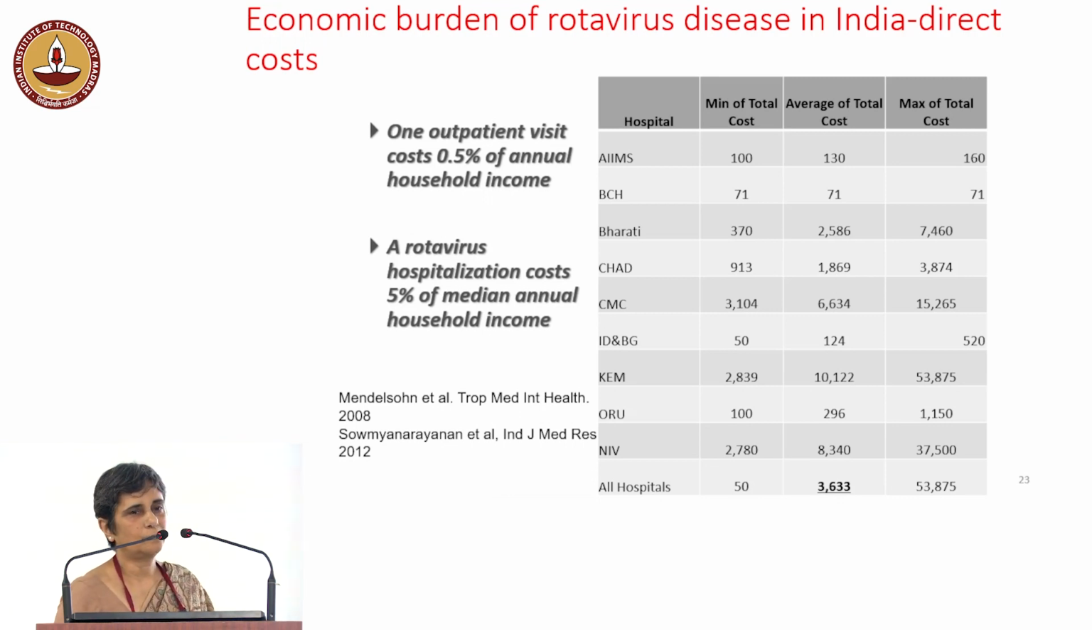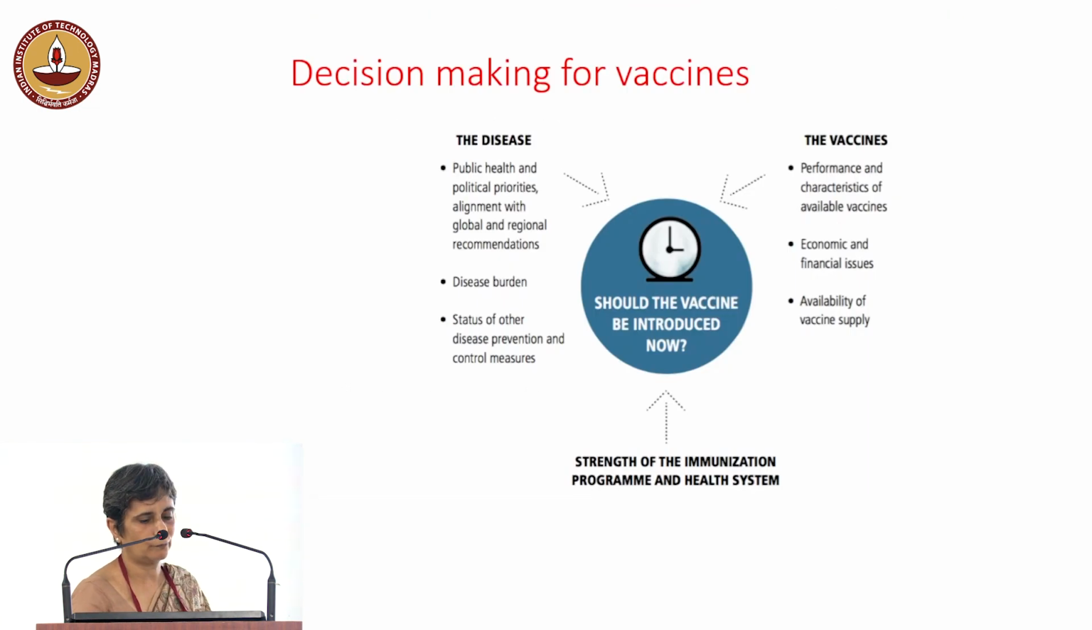So we also did costing studies to demonstrate that there was a significant economic burden. Rotavirus hospitalization resulted in about 5% of median annual household income. So 3 days of hospitalizations meant a lot of out-of-pocket expenditures for children. And outpatient visits were a tenth of that.